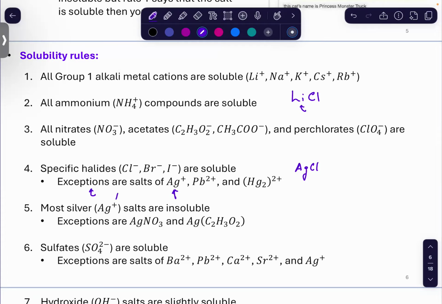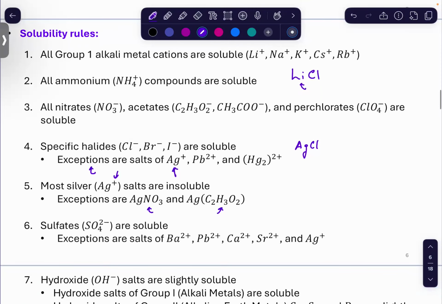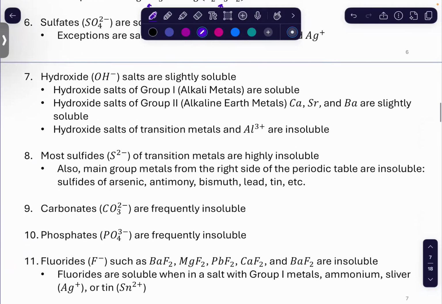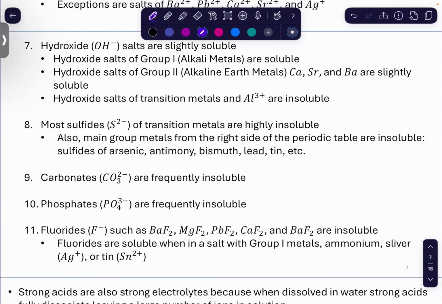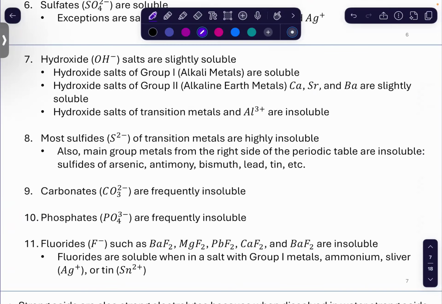So here again, we talk specifically about silver, but exceptions are like silver nitrate or silver acetate. Those are going to be soluble. So you really want to make sure you're using the list when you're trying to figure this stuff out. The list ends up going down to like 11 different rules. And this isn't something you would have to memorize. It's something you may need to have for an exam.